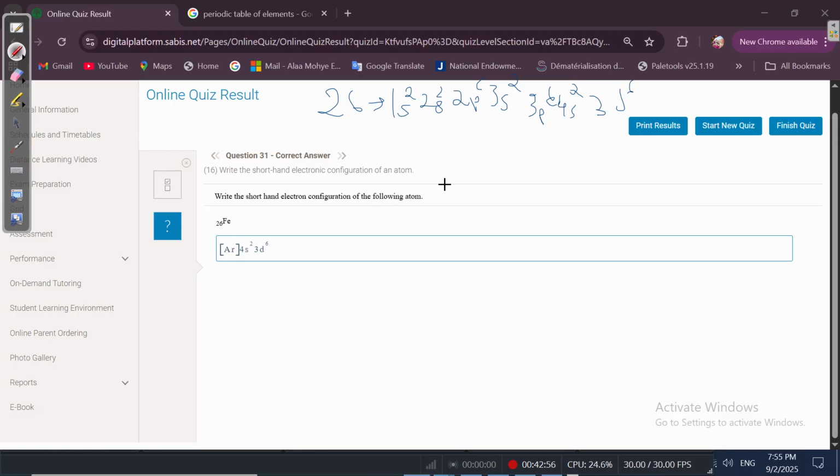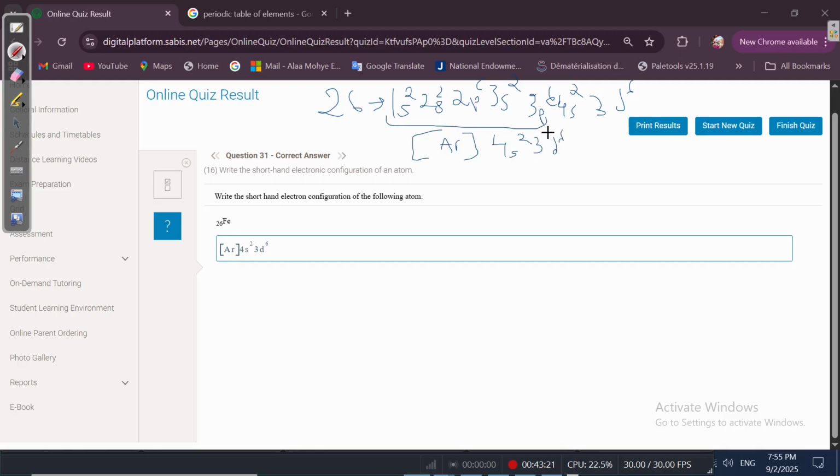You look at the noble gas before it. We know it's argon. Argon is 18. So let's see. Let me go to 18 and stop. Okay. So 2, 4, 10, and then 2 and 6 is 8. So 10 and 8 are how much? 18. So I go until here. This is all argon. And I write what's remaining.